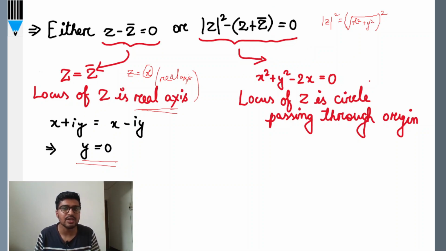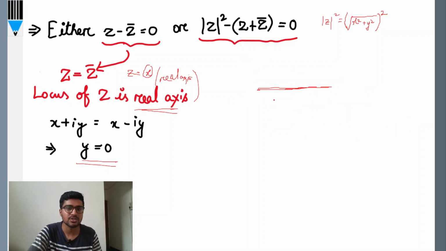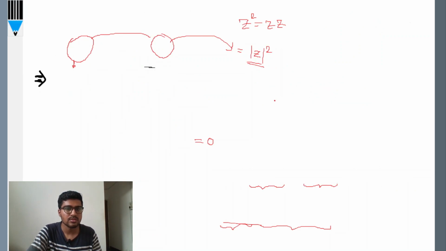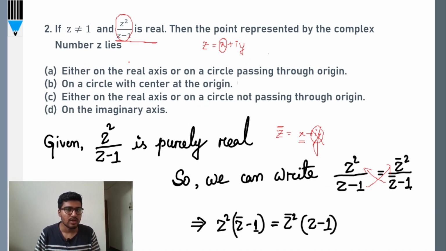So this is basically the equation of a circle passing through the origin, you can check this with the general equation of a circle. So two solutions have come out. One solution says the locus of z is the real axis, and the other says the locus of z is a circle passing through the origin. So our answer is: either on the real axis or a circle passing through the origin.